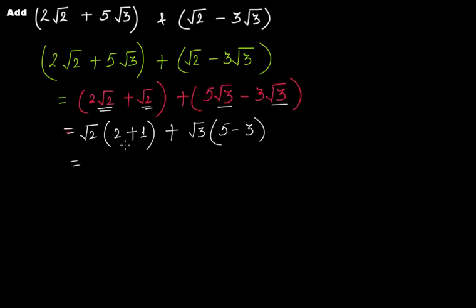So from here you get 3 multiplied by square root of 2 and 2 square root of 3. Okay, now this is the answer for this one.